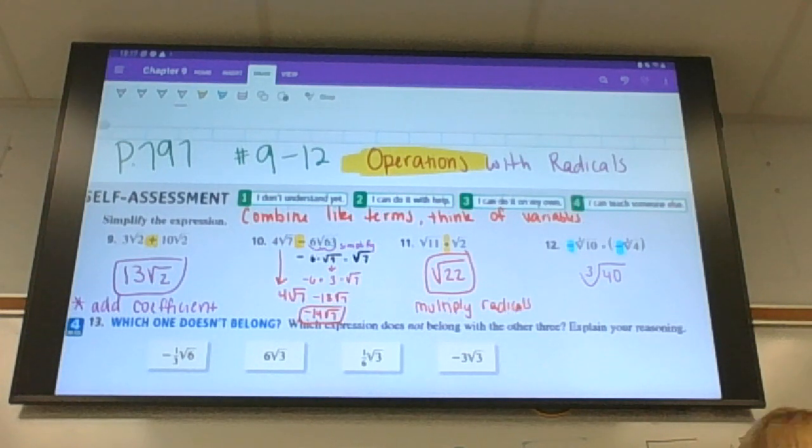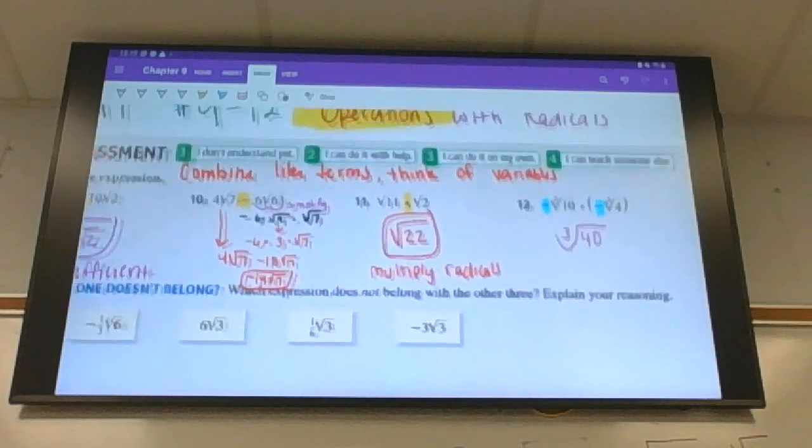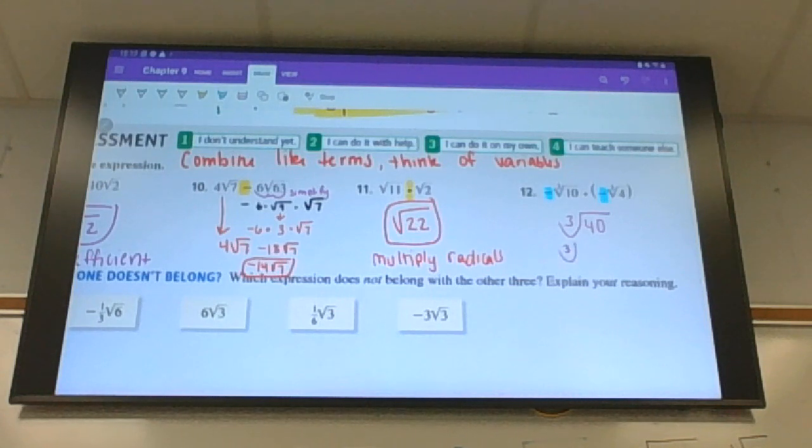Now I'm going to check. 40 divided by 27? No. Does 40 divide by 8? Yeah, it does. 8 times 5. So this can be rewritten as 8 times 5. This is the cube root of 8 times the cube root of 5. And the cube root of 8 is 2.